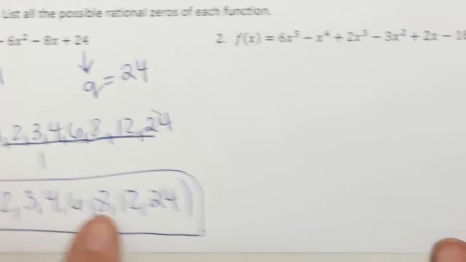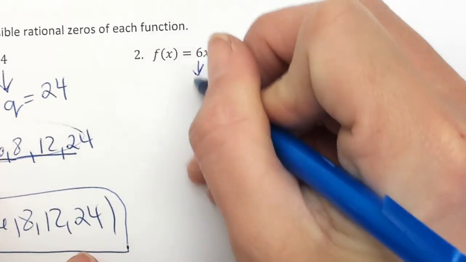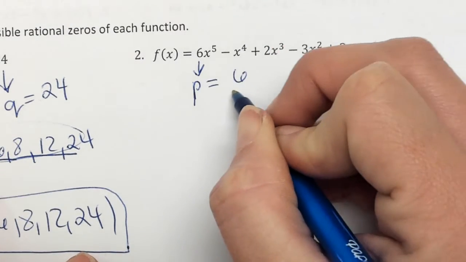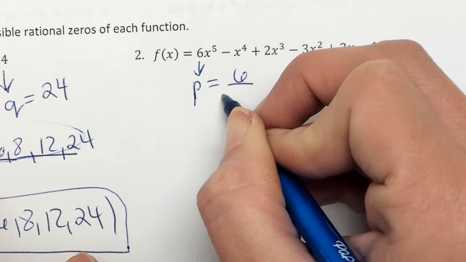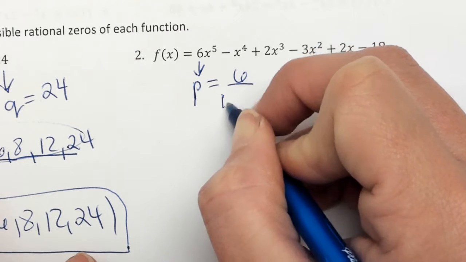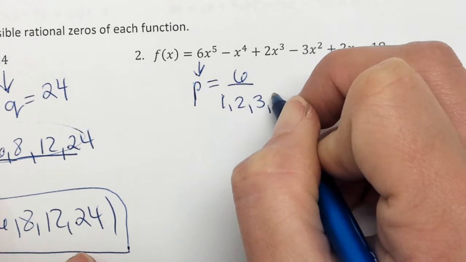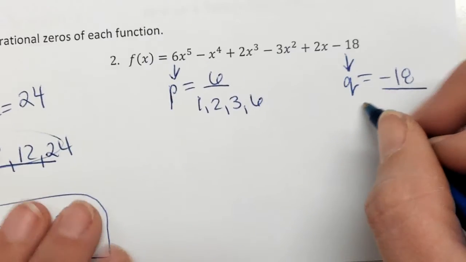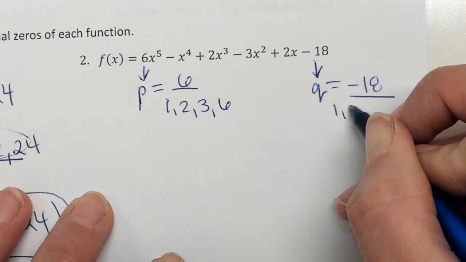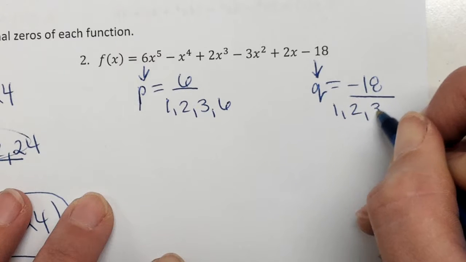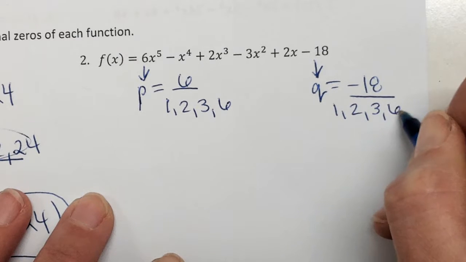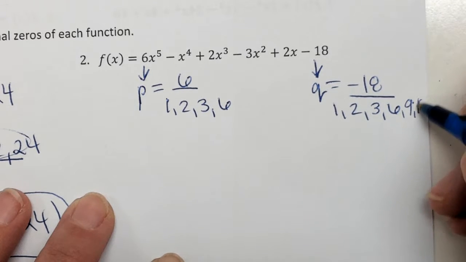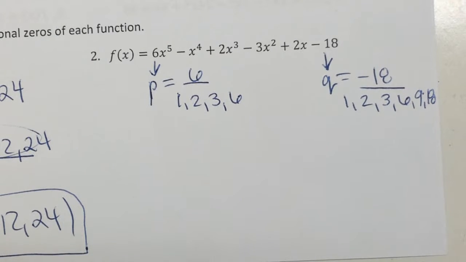Okay? On number 2, here is P, here is Q. What are the factors of our 6 right here? Start with the smallest. Go ahead. Good. Here's our Q, negative 18. What are the factors of negative 18? Start with the smallest. Negative 1, negative 2, negative 3, 6, 2 more. 9 and 18. Good. And we'll worry about the plus or minus at the bottom.